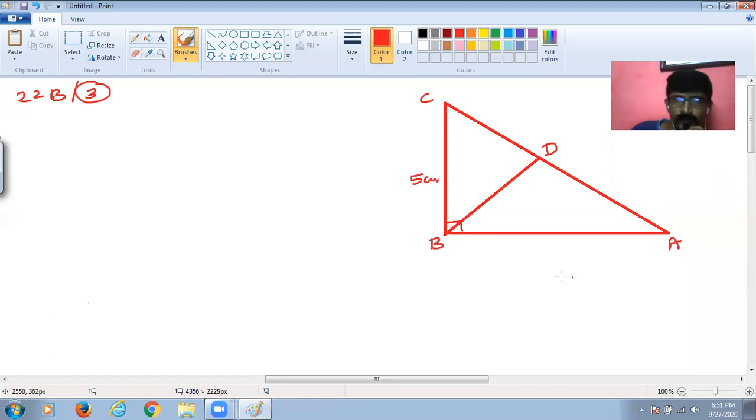This is 5 centimeter, this is 12 centimeter. So by Pythagorean triplet we know that AC is equal to 13 centimeter, isn't it? So we can write it down in triangle ABC: AC is equal to 13 centimeter by Pythagorean triplet.